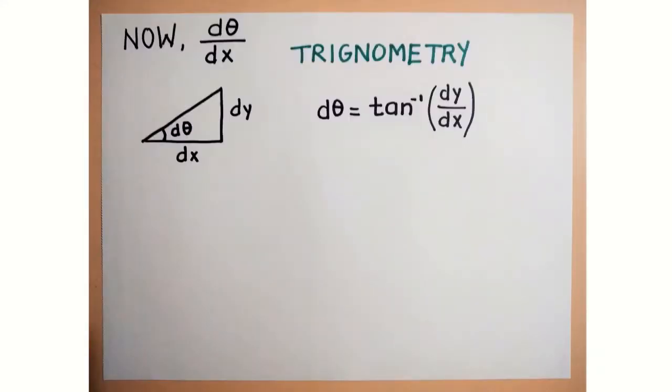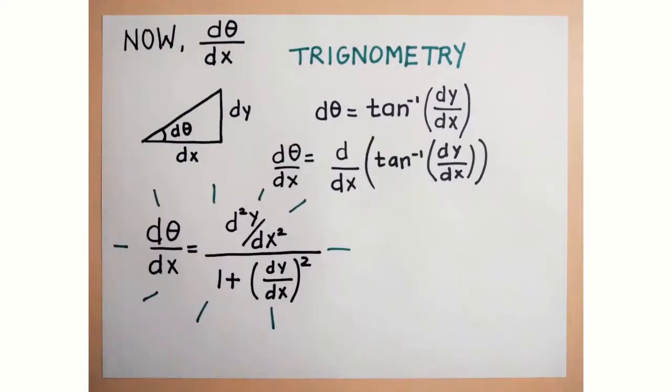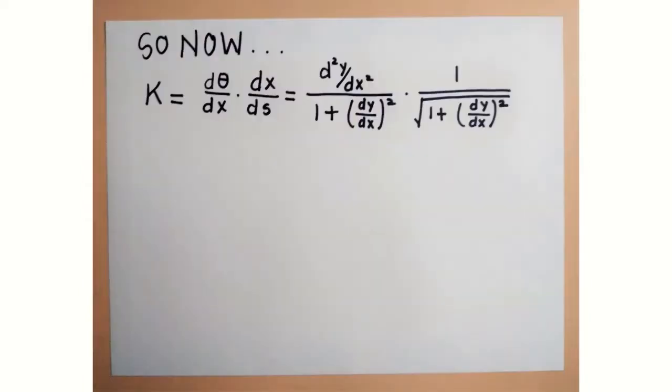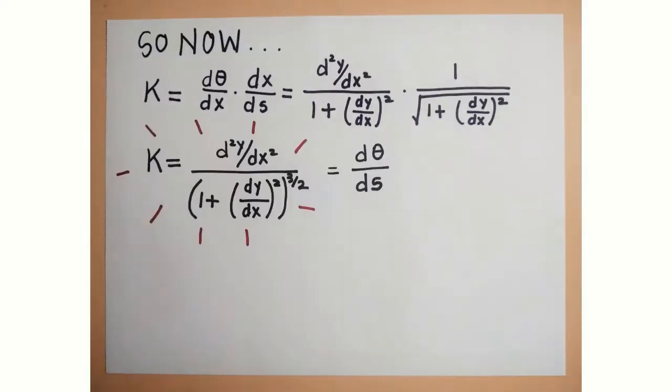Now let's find out d theta by dx. The same right angle triangle and a bit of trigonometry will help us get the value of d theta by dx. Now, here differentiating d theta and using the chain rule, we get this value for d theta by dx. So now, multiplying these two factors, we get the value for k.